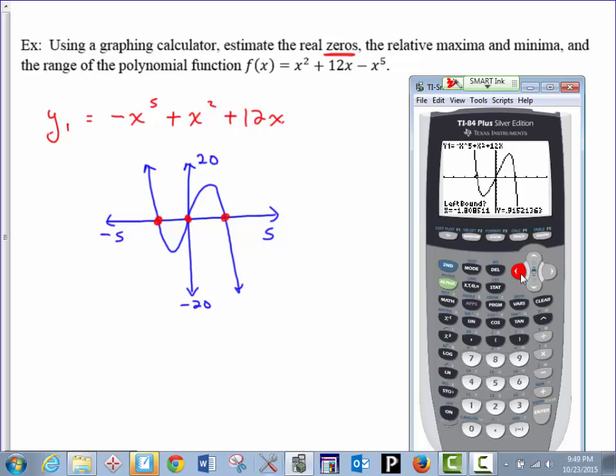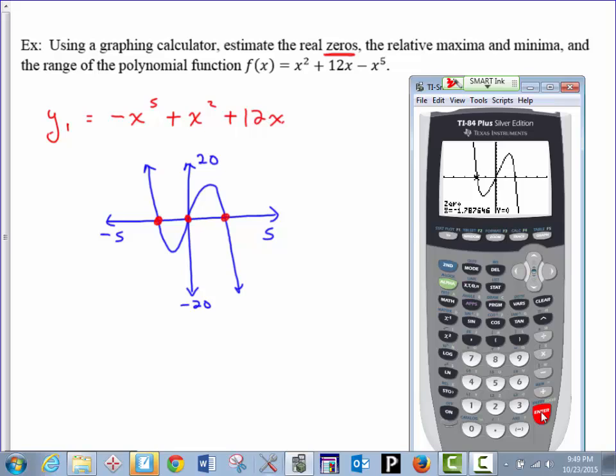That would be about the point we're actually trying to find, so we need to arrow a little bit to the left of that, press enter. And then arrow now to the right. Make sure you go over that point a little bit to the right. Press enter. And when it asks for a guess, press enter again.